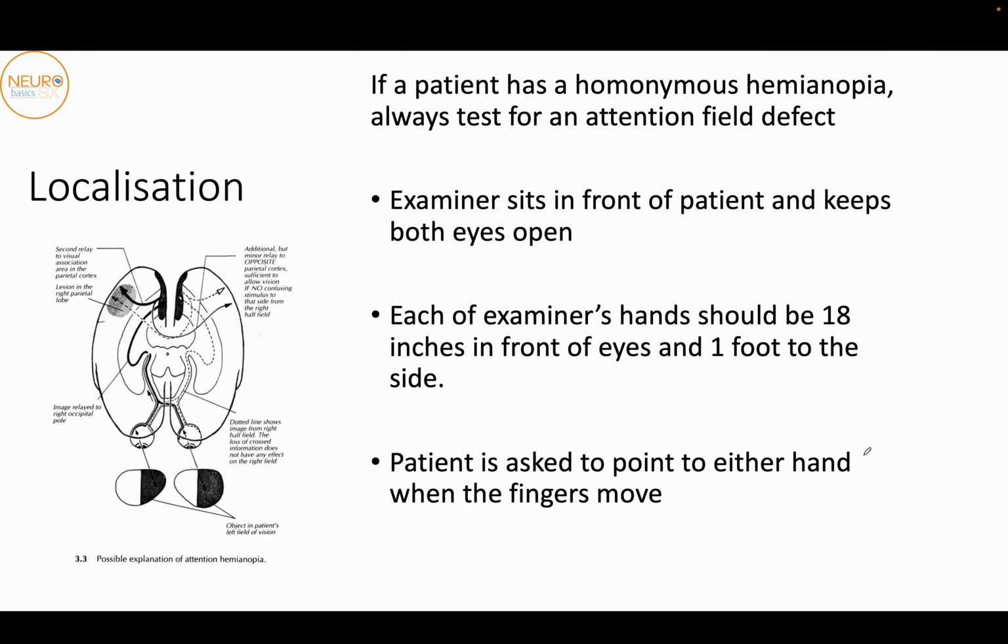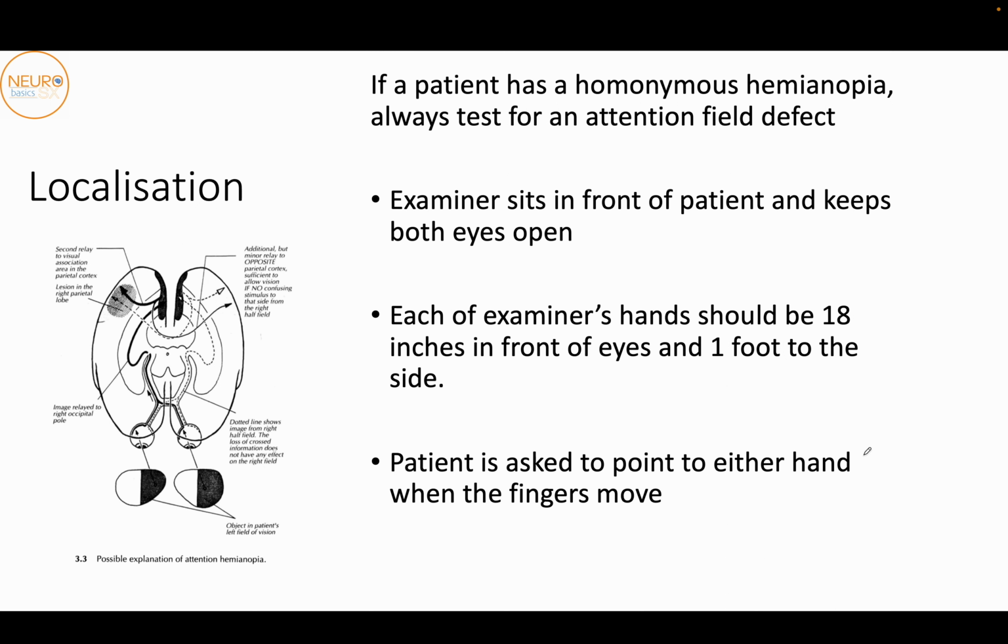To make sure that this is not happening, there's a way to test this. Basically, the patient and the examiner sit in front of each other. Both of them keep both their eyes open, and then you stick out both your hands in front of the patient off to the sides. Then you move the fingers of one hand and ask the patient if he or she is able to see that the fingers are moving. So you do that on one side and then you do it on the other side. And this makes sure that the patient is able to see on both sides.